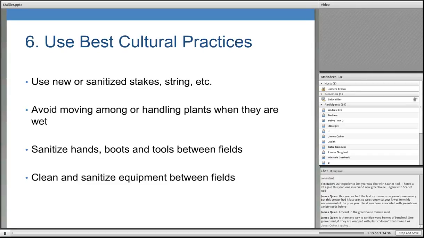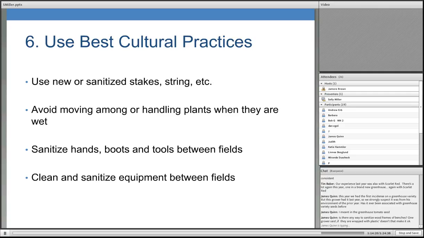New or sanitized stakes or strings, etc. Again, not to introduce these organisms, particularly canker, into the field. Avoid moving among the handling plants when they're wet. And of course, people like to do their harvesting early in the daytime where there might still be a lot of dew because it's cooler then. But it is the potential for moving bacterial diseases just by brushing them from plant to plant.